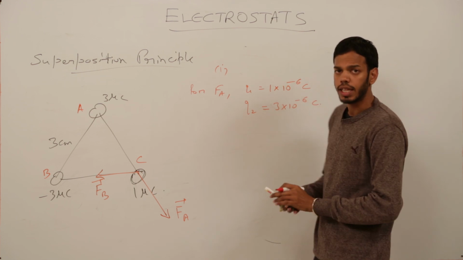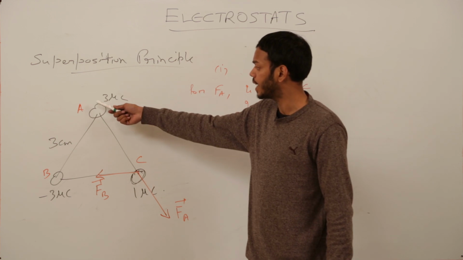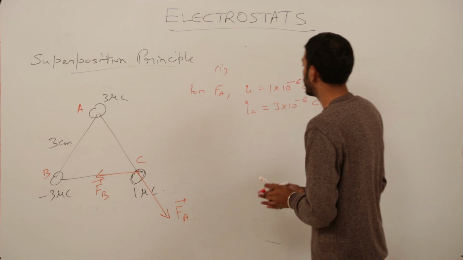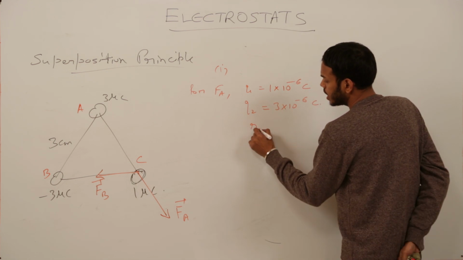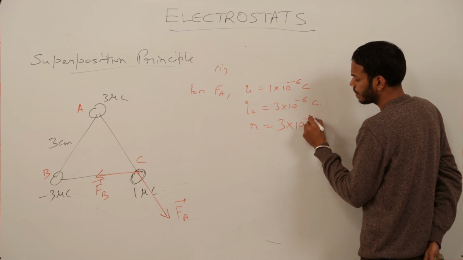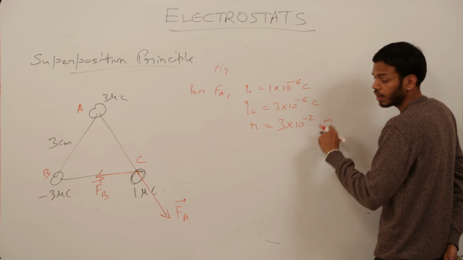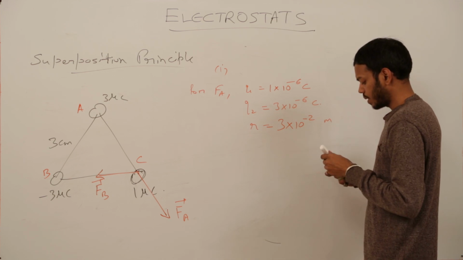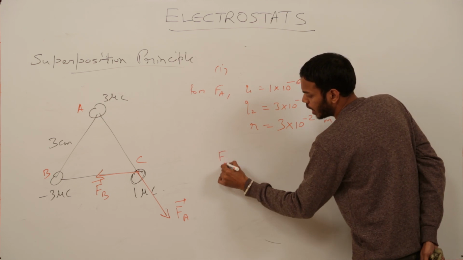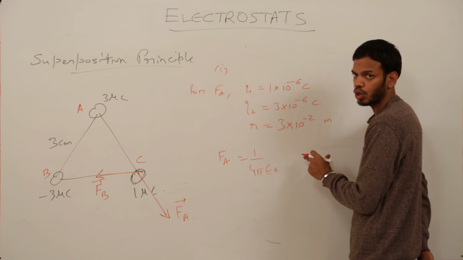And if some of you are still thinking, why did I take Q1 as this and Q2 as this? Why can't I take Q1 to be this and Q2 to be this? Take whatever, both are right. Distance is equilateral triangle 3 centimeter, that is 3 into 10 raised to the power minus 2 meter. So put the formula. I told you do not use K Q1 Q2 by R square.